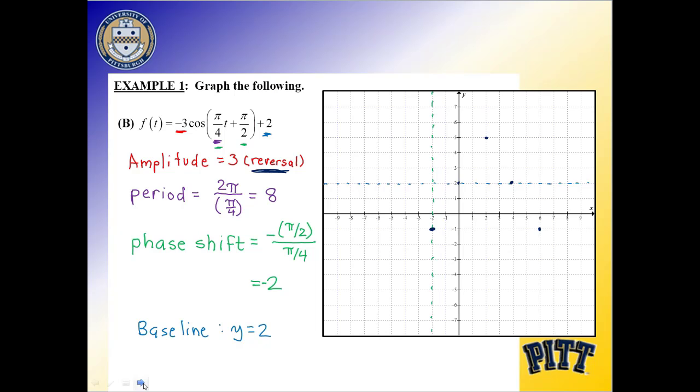The only thing I have to make sure of here is that I do have a different period, and I do have a reversal, so I'm not starting at the highest point and ending at the highest point. I'm starting at the lowest point. One complete period would look like this, and if I continued the pattern on forever and ever, that's what the graph would look like.